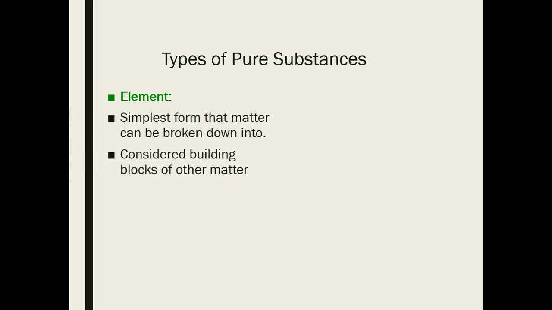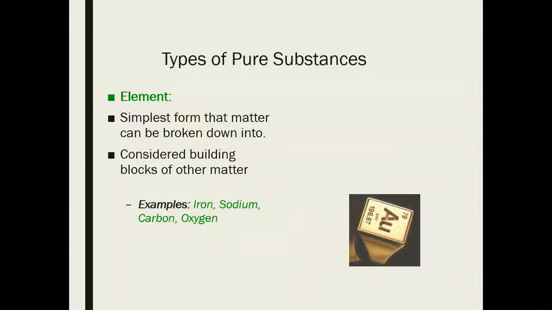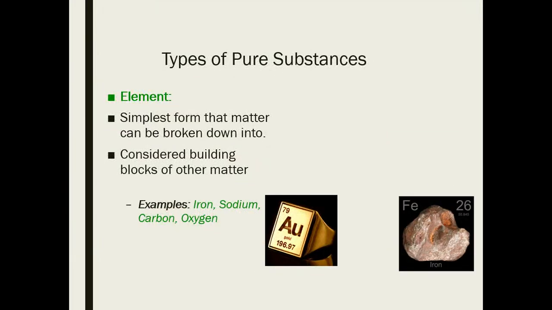So if I look at my pure substances category, the first category is the elements. It is the simplest form of matter. If it's on the periodic table, it's an element. It's called the periodic table of the elements, by the way. It's the most simple version of the atom, and they're the building blocks. Some examples would be iron, sodium, carbon, oxygen.